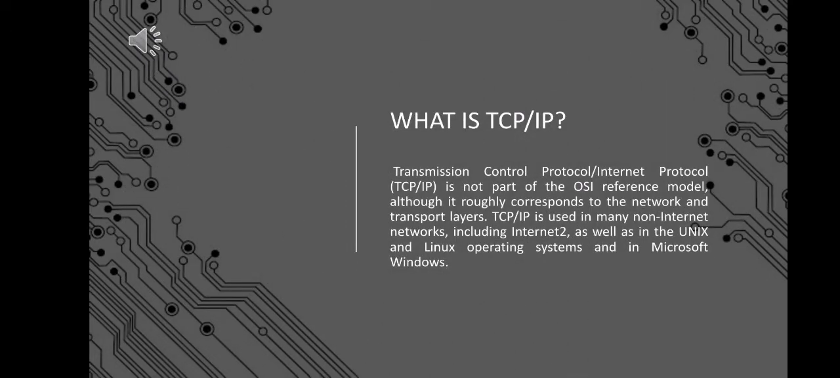What is TCP/IP? Transmission Control Protocol/Internet Protocol, or in short, TCP/IP, is not part of the OSI reference model, although it roughly corresponds to the network and transport layers. TCP/IP is used in many non-Internet networks, including the Internet, as well as in the Unix and Linux operating systems and in Microsoft Windows. In short, it is the protocol used to govern the connection of computer systems to the Internet.